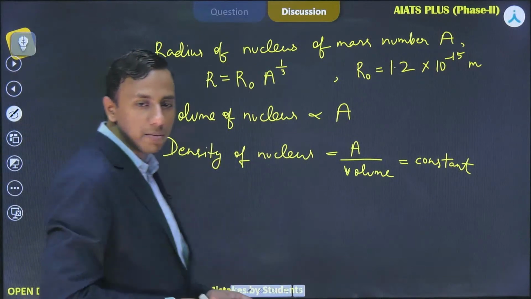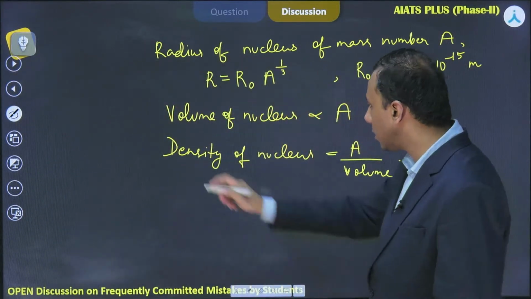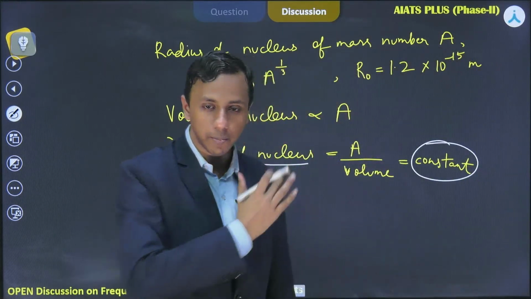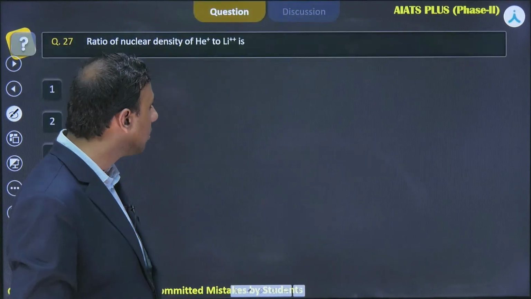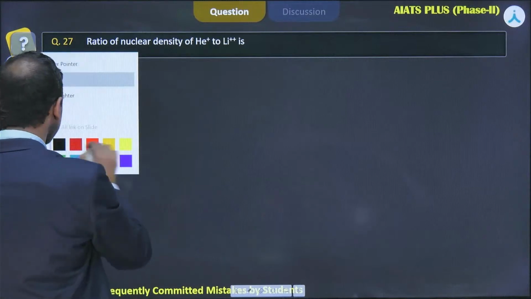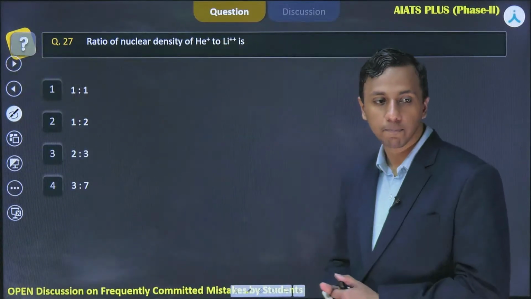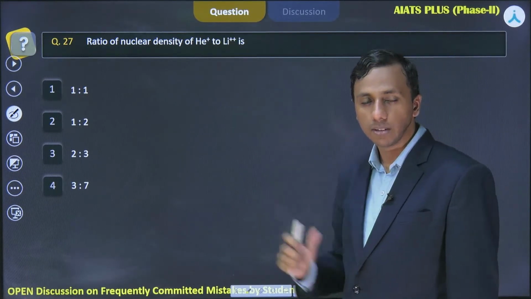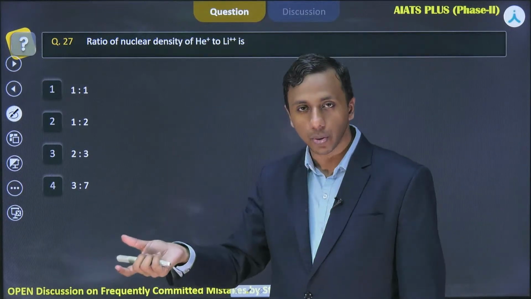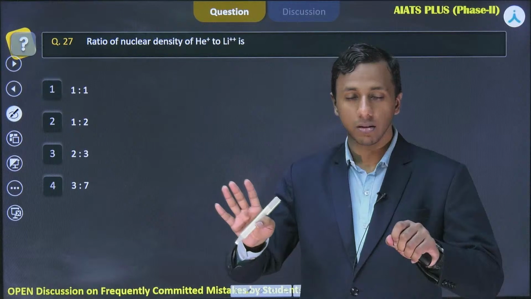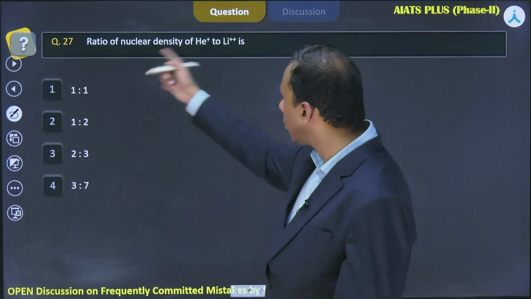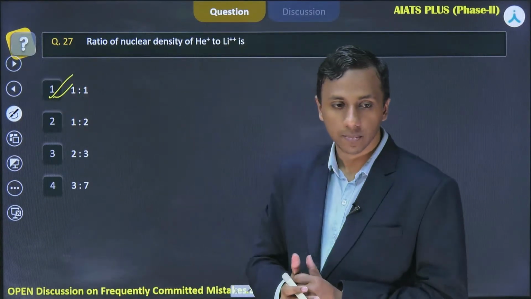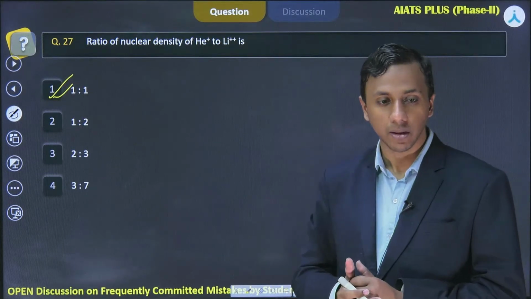I believe the coming questions, with just this information that the density remains constant, you will be able to do. Let's see what the questions are. Very simple questions. See the first question. Read this one. The ratio of nuclear density of this nucleus and that nucleus. Just now I told you, the density of nucleus remains constant for any mass number, for any atom. So the nuclear density is going to remain the same. So the ratio would be 1:1, isn't it?